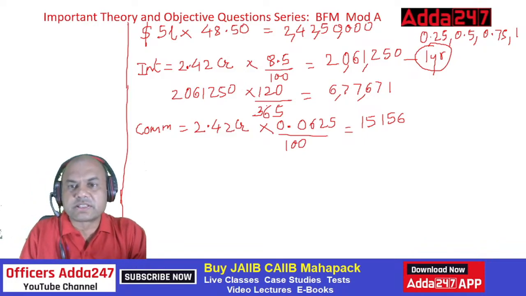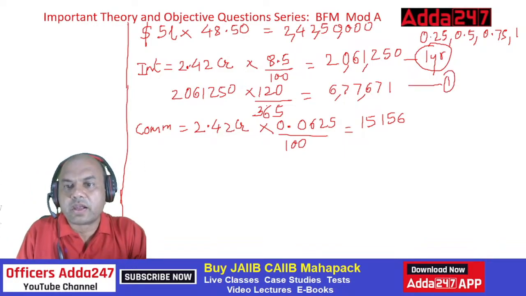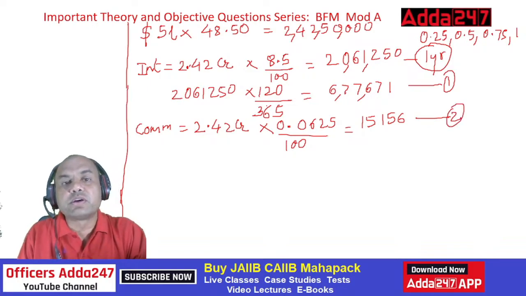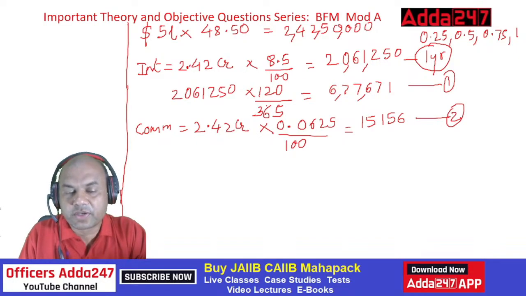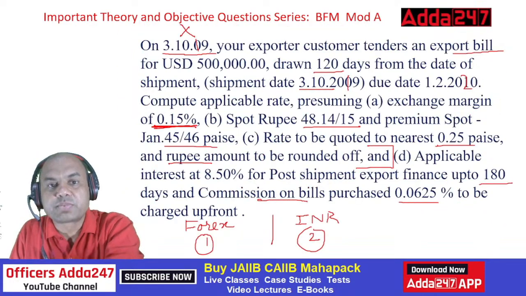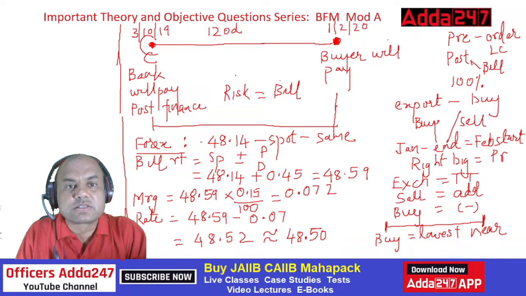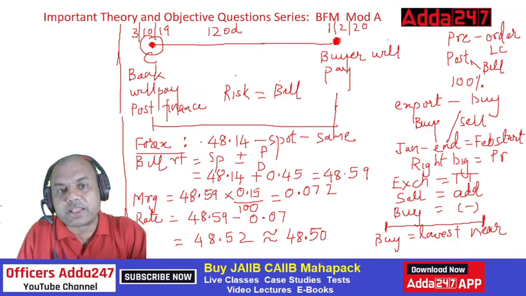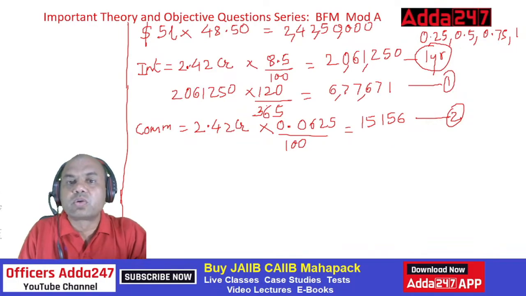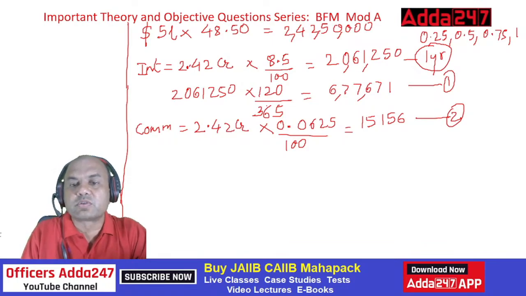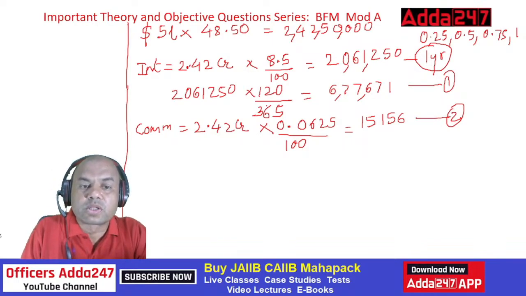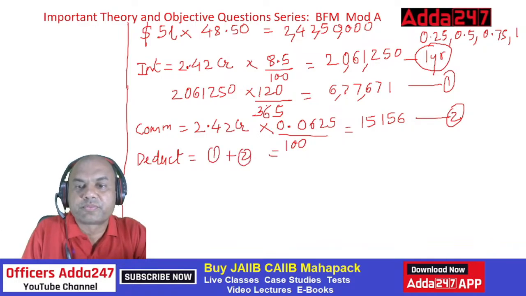Now remember always, this interest I'll write as 1 and this is 2. Both the things I have to first deduct from the amount to be given to this client. Here, I am giving this amount to the client as a post shipment finance. Bank will finance. So, if bank is financing, bank will be giving this INR amount, 2 crore 42 lakhs 50,000. Out of that, I'll be subtracting this interest as well as commission. So, first add both these. Total deductible equals 1 plus 2.